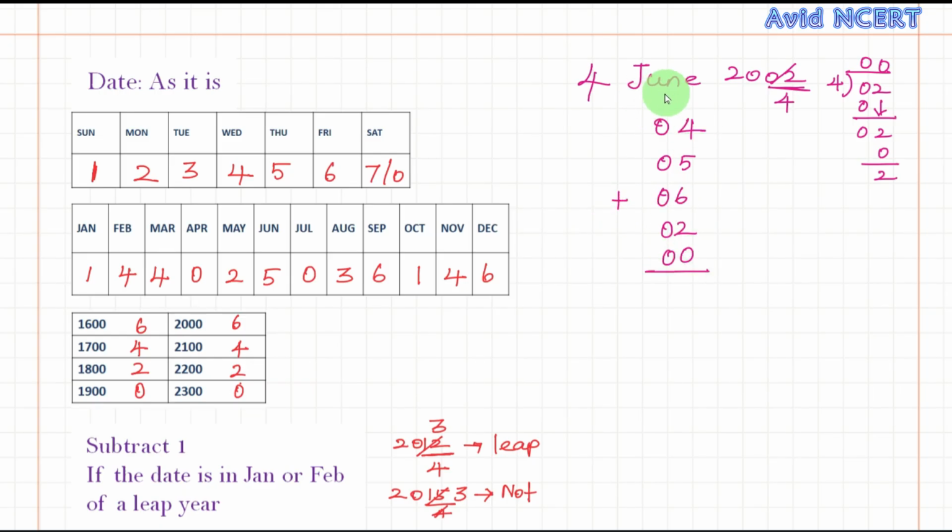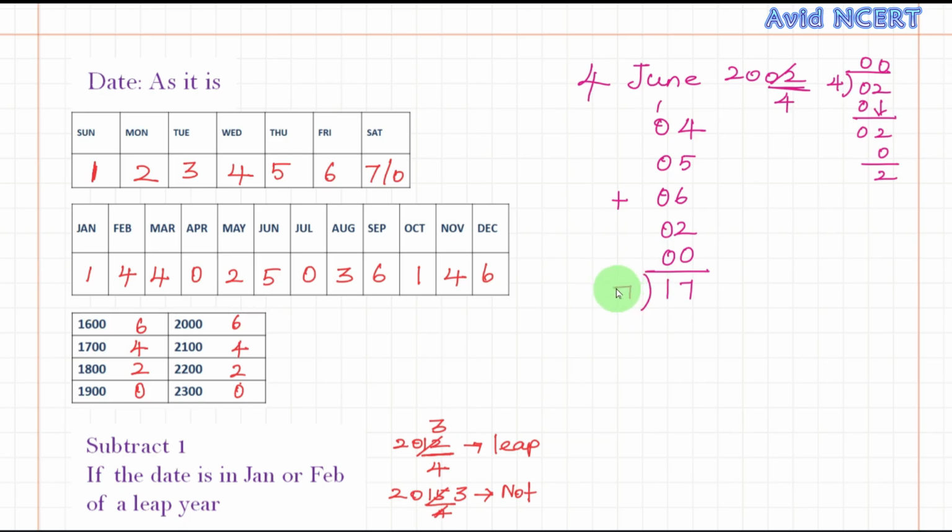And it's not in Jan or February of a leap year, so we skip that minus 1 part. So we are going to add all this. 6 plus 4 is 10. Try to add two numbers which make multiples of 10. So 6 plus 4 is 10, 10 plus 5 is 15, 15 plus 2 is 17. So it's just 17.